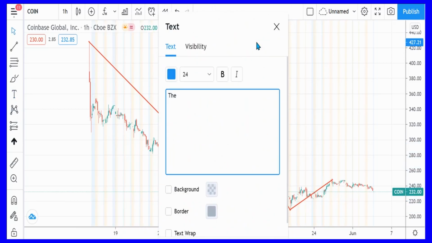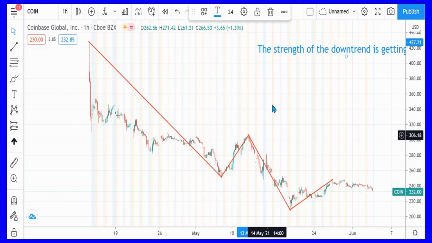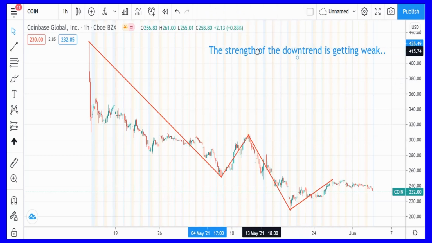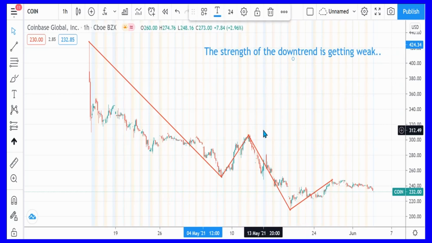The strength of the downtrend is getting weak. Okay. So that's the first summary or conclusion we can make. Okay, what else can we analyze? So we have seen the strength. Next we're going to see the power for it to continue to go down.